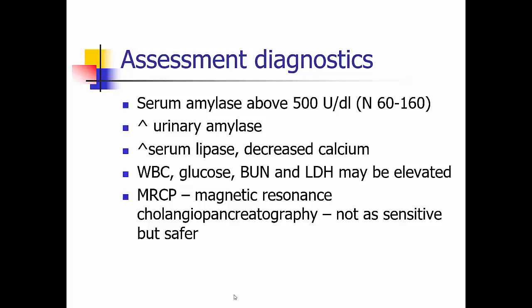Now, the white blood cells are usually elevated. Platelets are usually decreased. There's an elevated BUN because of hemoconcentration related to third spacing. There can be the elevated glucose, and there also may be elevated LDH. Now, the imaging may include the abdominal ultrasound, a CT scan with contrast, or an ERCP, which remember that can exacerbate that acute pancreatitis. So they may use an MRCP, which is not as sensitive, but it's a lot safer.